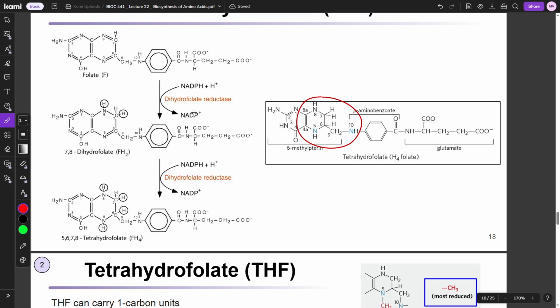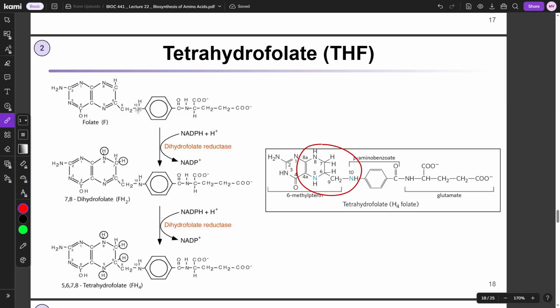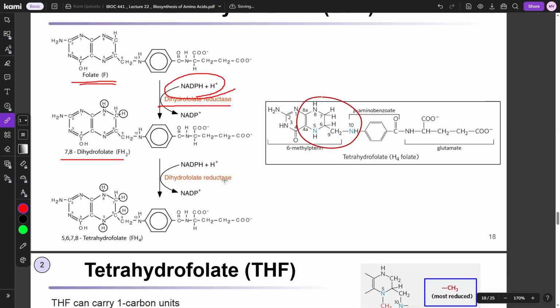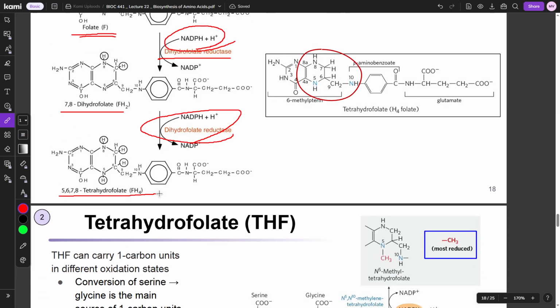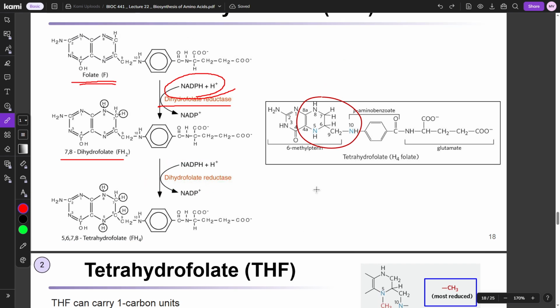Here is tetrahydrofolate. Basically what happens is here we have normal folate. Using NADPH, we can reduce that down using dihydrofolate reductase into 7,8-dihydrofolate. And then we reduce it again, and that turns into tetrahydrofolate. That's basically the gist of it.